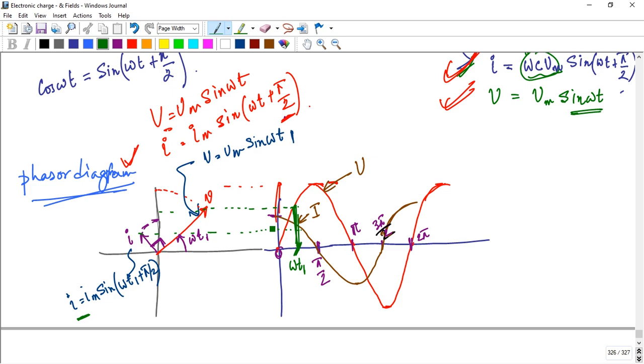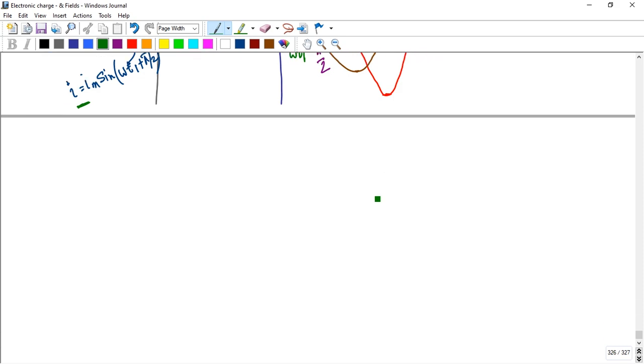In comparison to the inductor, where the current lags voltage by pi by 2, here the current is leading by pi by 2, the same 90 degrees, with respect to voltage. Now calculate power. The basic way to calculate power is V times I.